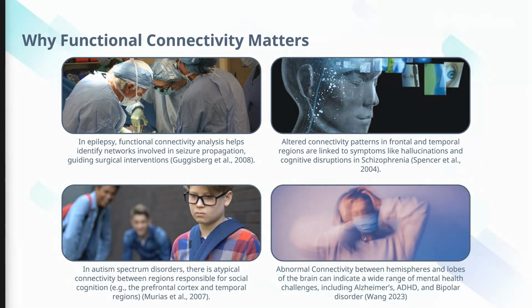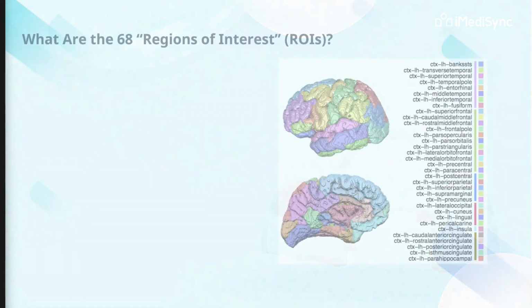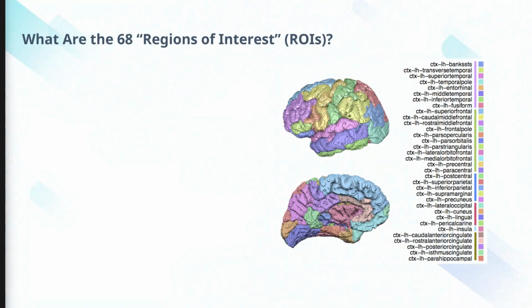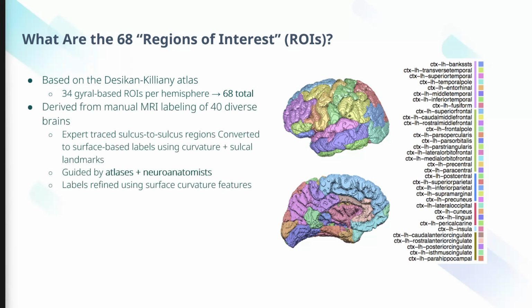Next, we're going to talk about the 68 regions of interest and sLORETA, so that we understand what regions we're talking about with this connectivity. So what are the 68 regions of interest, or ROIs? This is a long list. There are 34 items here because this is the left hemisphere, and with both hemispheres we get a total of 68. They are based on the Desikan-Killiany Atlas.